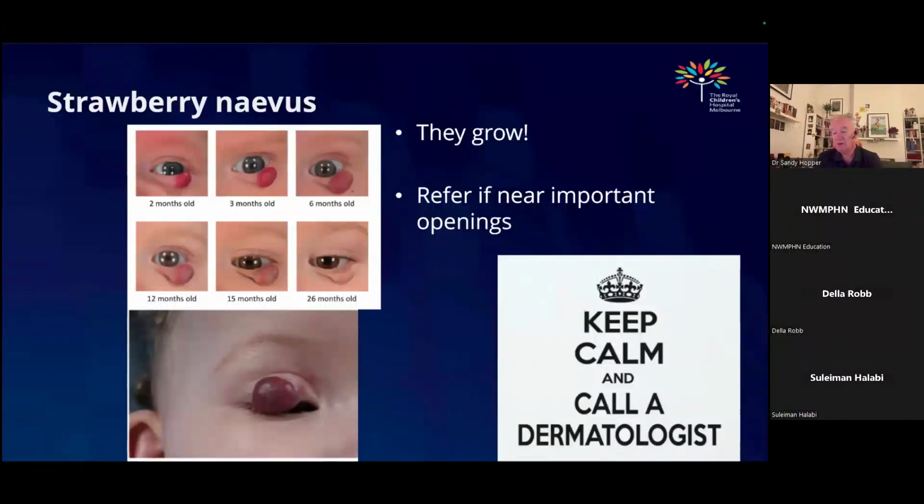And you don't need to refer into ED. You can call a dermatologist for them. We have our own hemangioma clinic at RCH, and I think if you're rurally based, a lot of the rural paediatricians would be quite happy to manage this with propranolol of all things, which makes them involute and go away. Questions on strawberry nevi?